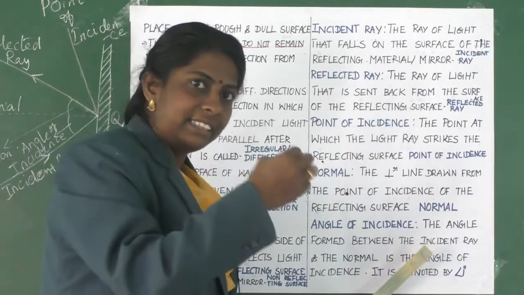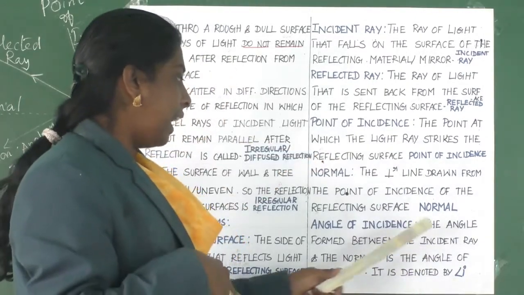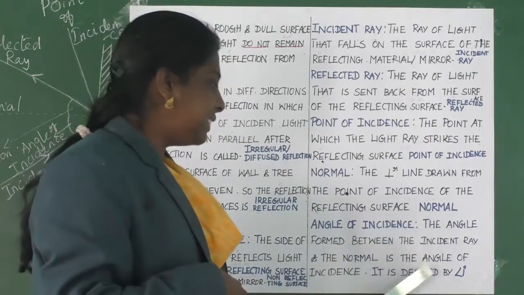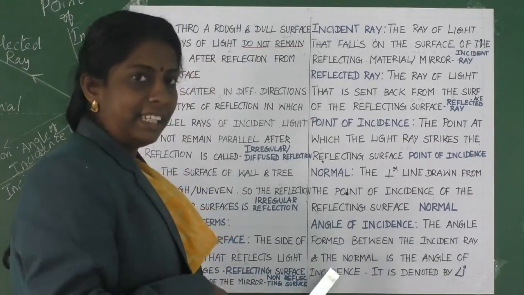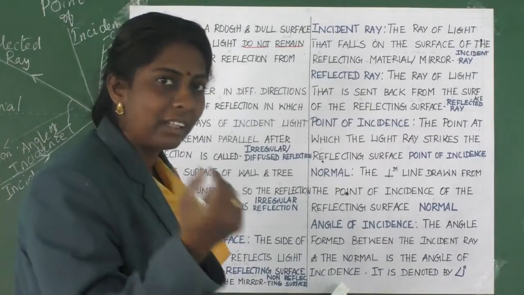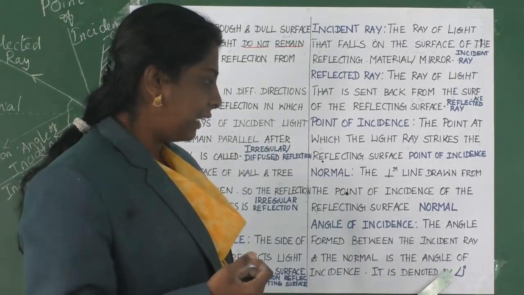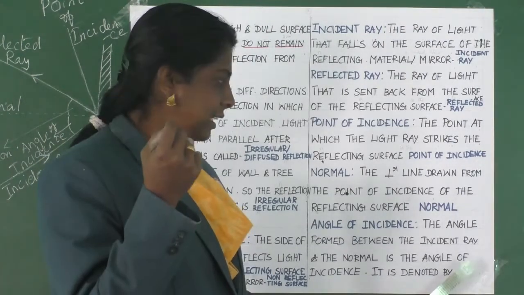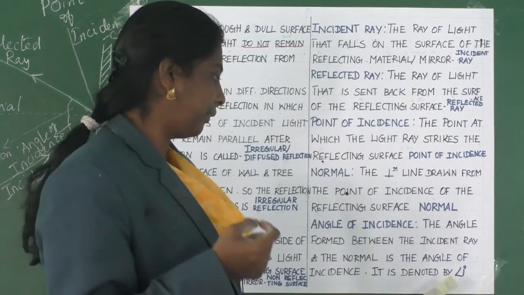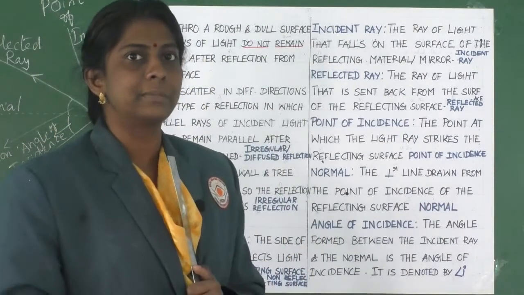The incident ray is where we receive the light, is it not? And the normal is the middle line. So the angle formed between the incident ray and the normal is the angle of incidence. It is denoted by the angle symbol and the letter I. Okay, so that is the angle of incidence.